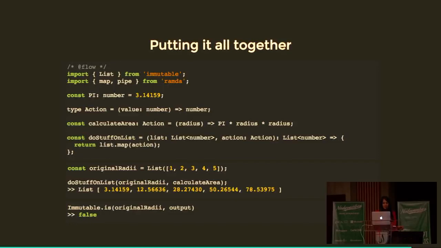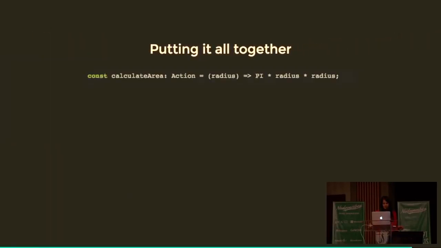And then I have a generic doStuffOnList function that takes a list, which is of type list number, which is a list of numbers, and takes an action, which is of type action that I defined up there, and then it returns a list of numbers. I'm just mapping over that list and performing the action on it. And then I have my radii, which is an immutable list. And then I do stuff on the list. I pass in the radii and the calculate area function, and I get my list. I haven't mutated anything. There are a couple of things I missed in here, which are composition, so I'm going to put that in here too.